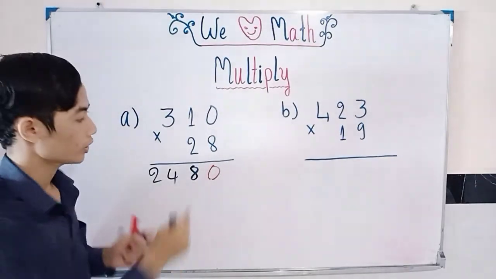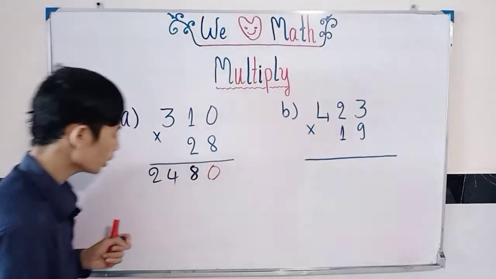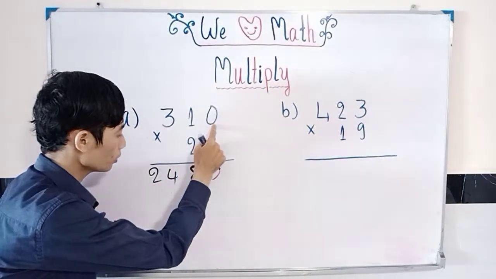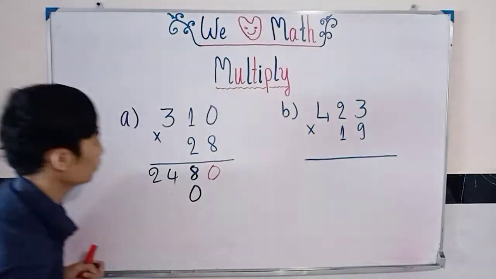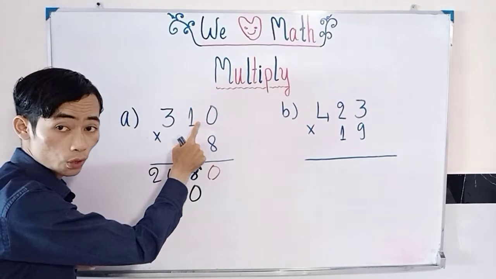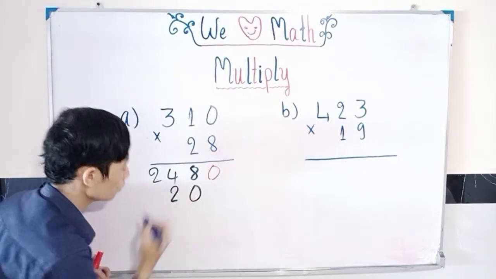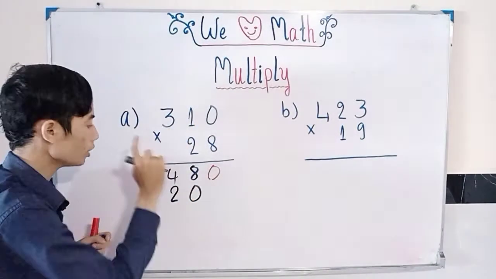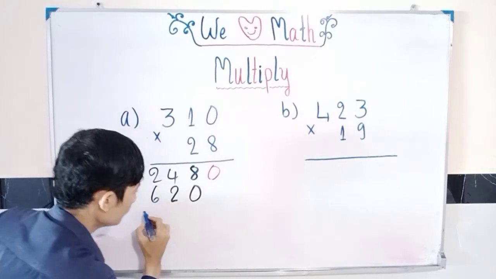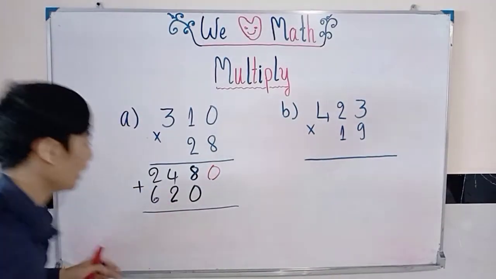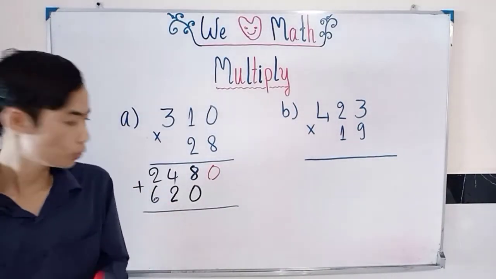And then we can take 310 times 2, right? 2 times 0 equals 0. Then 2 times 1 equals 2. 2 times 3 equals 6, right? And then we can add them together.